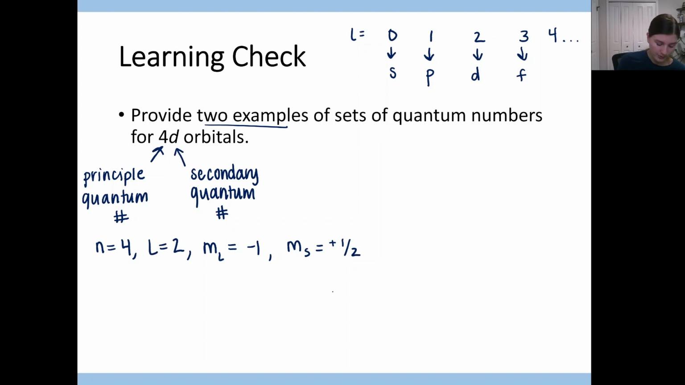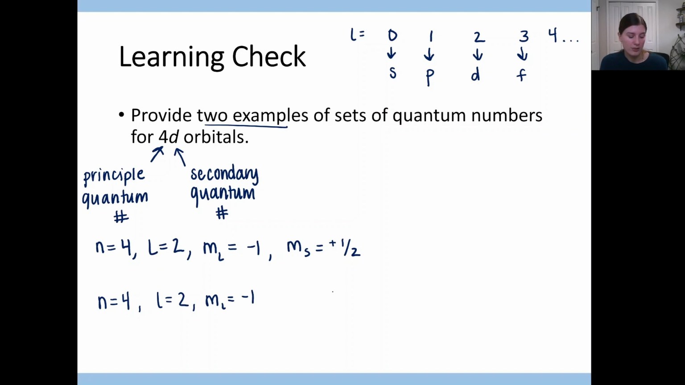So that's one example. To provide a second, n must also equal 4 because we're in the 4 energy level. Principal quantum number is 4. l also must equal 2 because we are told that it's a d orbital, and that's described with an l equal to 2. ml, again, can equal any number between -2 and +2. To demonstrate, I'll stick with -1 here, but again, you could pick different values.